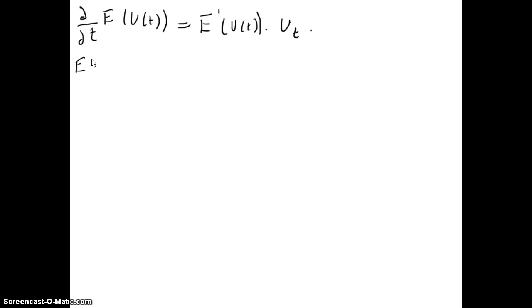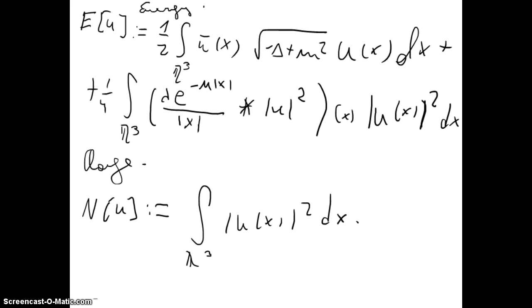Now we have d/dt of E(u(t)). What is this going to be? Well, we can say that this is E prime of u(t) multiplied by u_t, by the chain rule, and we want to know what this is. So let's consider E of (u plus epsilon v). Let's recall what E was. E(u) is 1/2 times the square root of A applied to u, and then we have F(u), the quartic term in u.